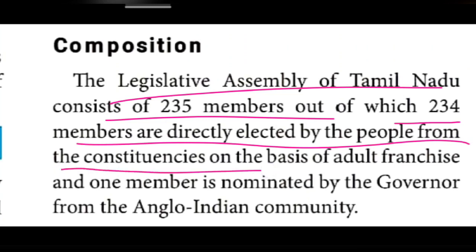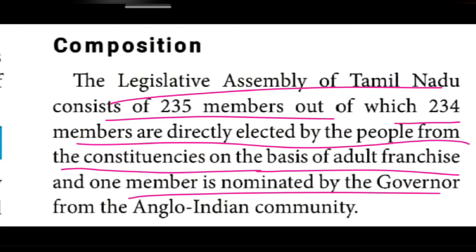Constituencies, what is the meaning in the sense? Togudi. Okay, on the basis of the adult franchise, and one member is nominated by the governor from the Anglo-Indian community. So that's a point, children, here. Easily you can understand, because in Tamil Nadu the legislative assembly is there. How many members are there in the legislative assembly? 235 members. 234 members we are electing on the basis of the universal adult franchise. Okay, one member nominated by the governor from the Anglo-Indian community.